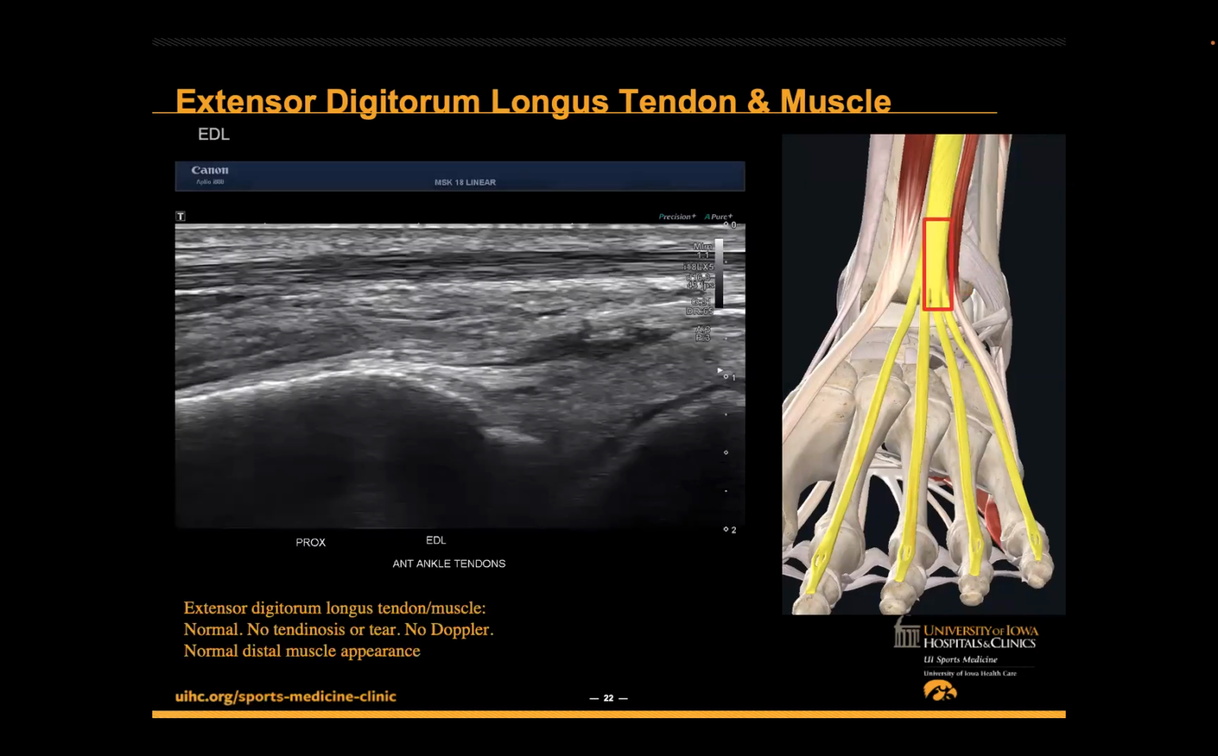From there, again, you can rotate into a long axis view of the tendon. Here we see it maintains a nice normal fibular echotexture and remains relatively hyperechoic throughout. There's no tendinosis or tearing, no Doppler, and the distal muscle appearance is normal.